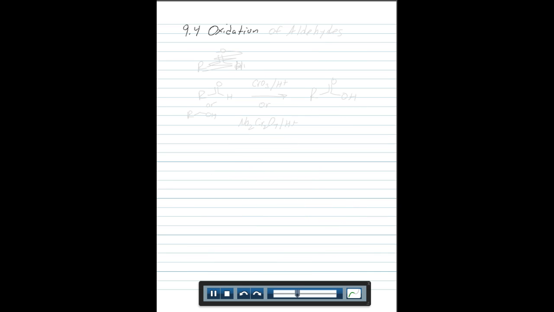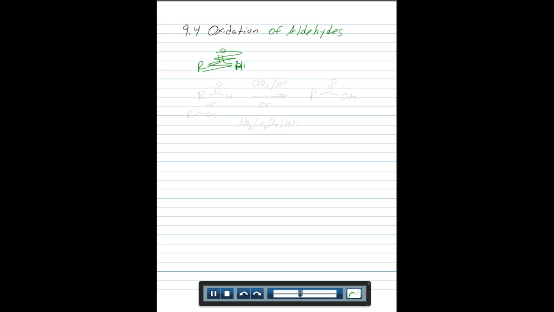9.4 is basically one reaction. It's an oxidation, I guess I should say, of aldehydes. You can't oxidize a ketone anymore. Ketones are the highest oxidation state you can form, but aldehydes, you can oxidize one more step.